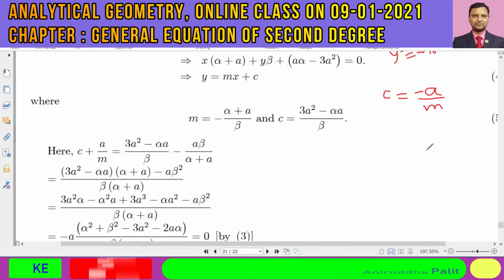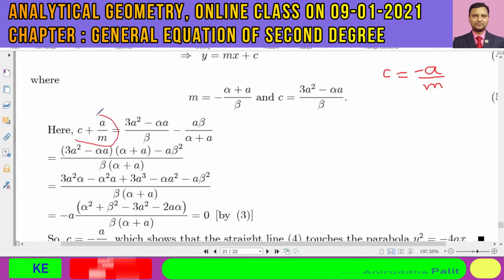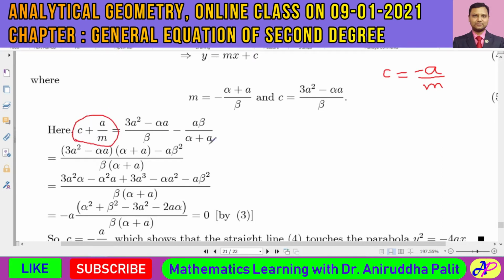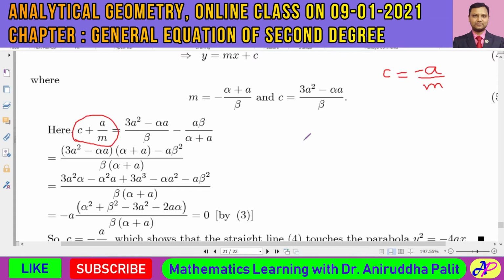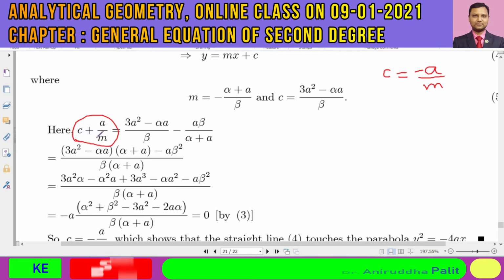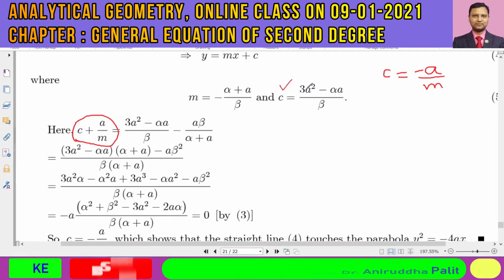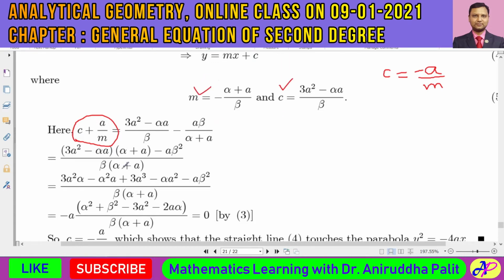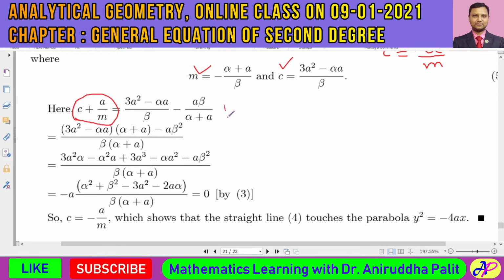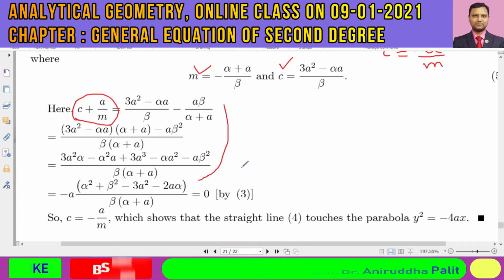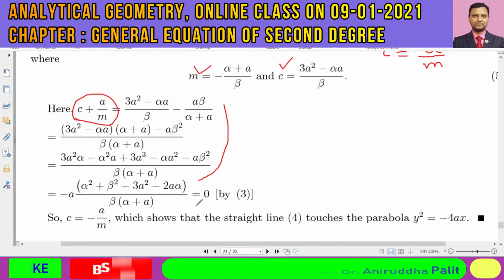And if c is equal to minus a by m, in that case, c plus a by m, this expression should be equal to 0. Got it? This expression should be equal to 0. That's why we computed this expression by putting the value of c and m. We finally computed this expression, and I am not going through this calculation because these are simple algebraic calculations. By taking LCM, we finally get this type of result.